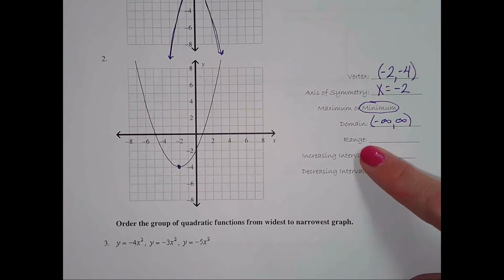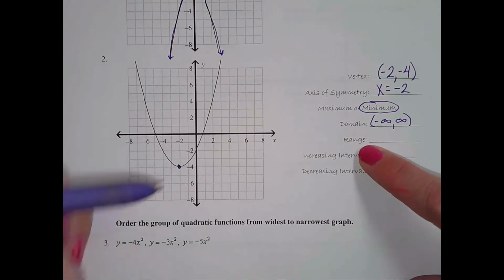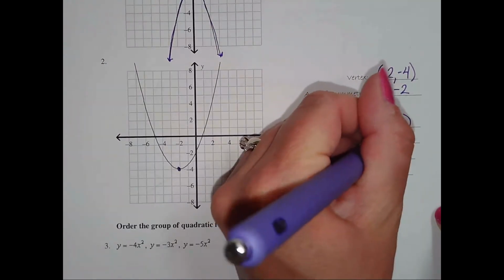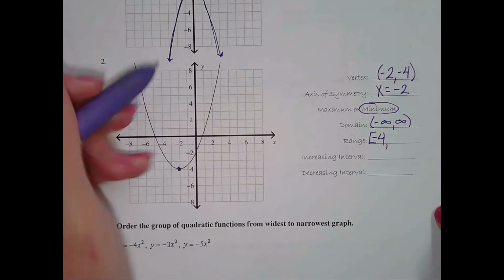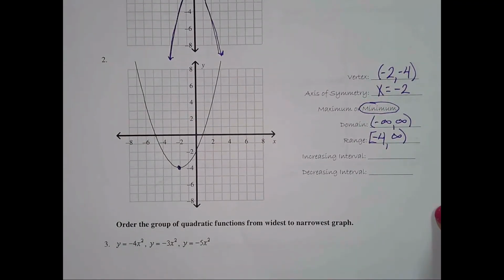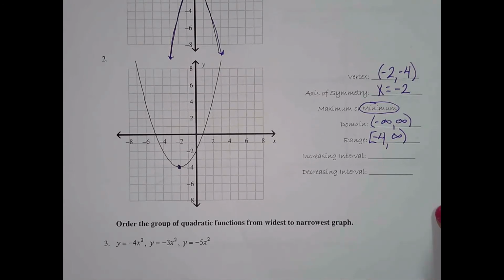The range, how low does it go? It goes down to -4. How high does it go? We don't know, so it goes up to positive infinity. If you forget the bracket and you just do a parenthesis, I'm not going to mark you down.